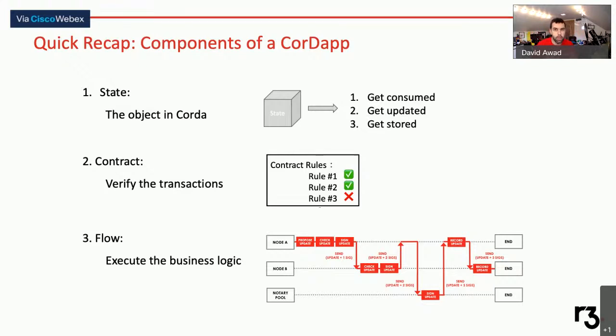So if you can represent it in an object-oriented fashion, you can probably use Java to create a class that extends the state abstraction that we give you with Corda in order to create an object you can store on the blockchain. Keeping that in mind, any object you can represent in your code as a state gets consumed, it gets updated, and it gets stored.